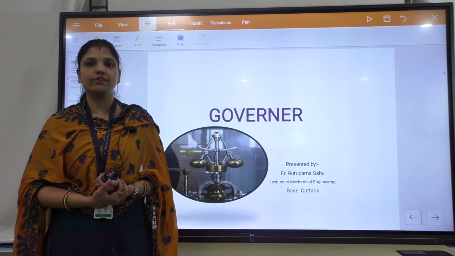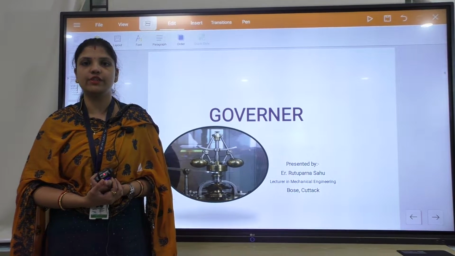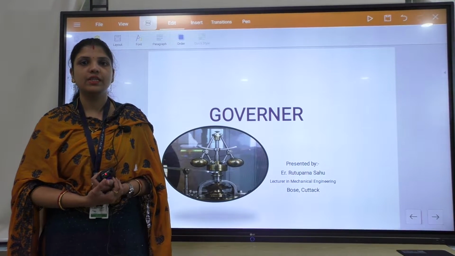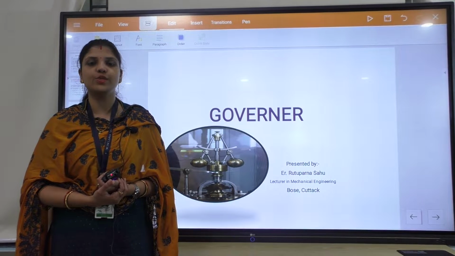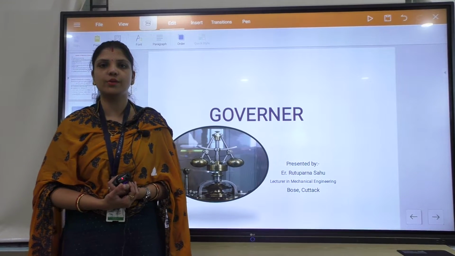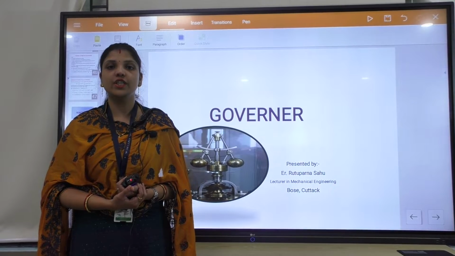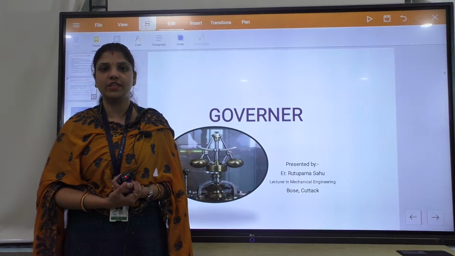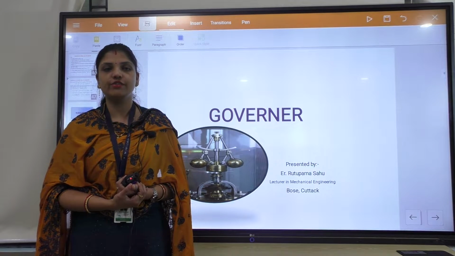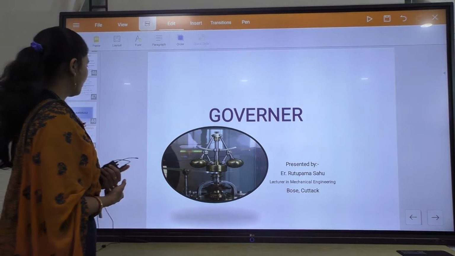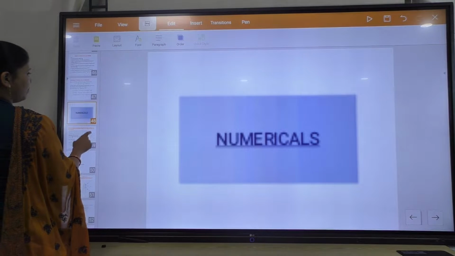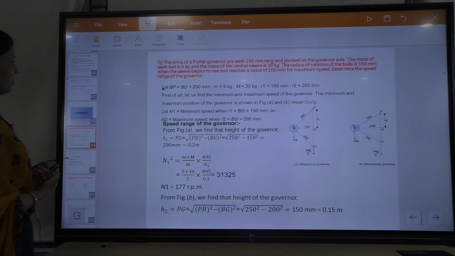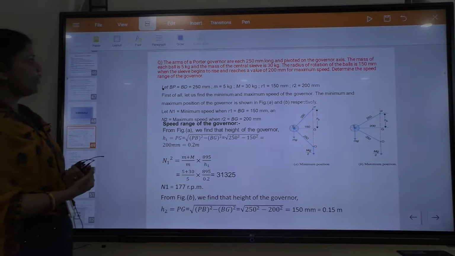In the previous class, we discussed the construction and working of the Porter governor, Proell governor, and Hartnell governor. In this session, we will do some numericals based on the Porter governor and Proell governor. We already studied the relation between the height of the governor and the rotational speed, and using that relation we will do some numericals. So let us do this question.